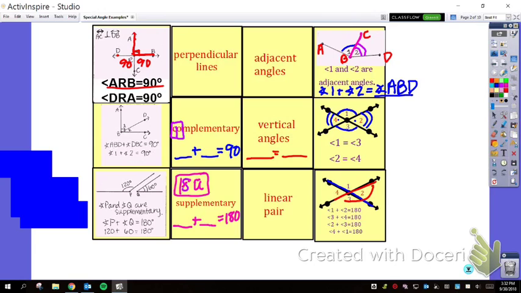The main difference between supplementary and linear pair is that a linear pair has to be adjacent. They have to be side by side. Supplementary just means any two angles that equal 180.